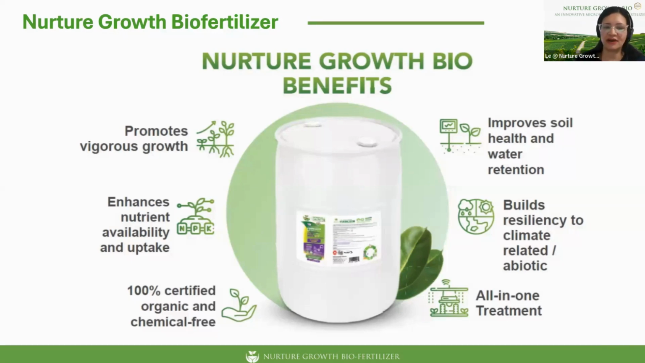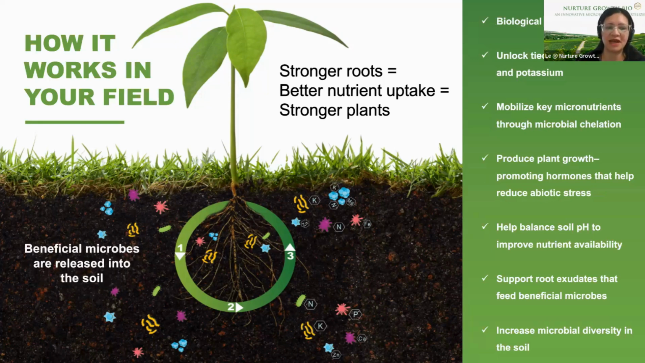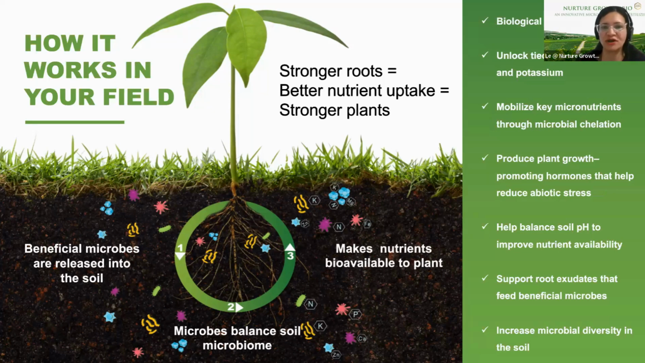And this is a 100% certified organic and chemical free product, and all in one. In yesterday's presentation we also talked about how it contains all the properties of biostimulants, biofertilizer, and bioinoculants. So it is an all in one product. And how does it work in the field? Beneficial microbes like Trichoderma are present in this product. These beneficial microbes are released into the soil and balance the microbiome of the soil. It is helpful in the growth of stronger roots, meaning better nutrient uptake. It means a stronger plant. By making these nutrients bioavailable for the plant, it is helpful in the growth and development of the plant, and ultimately we will get more yield.